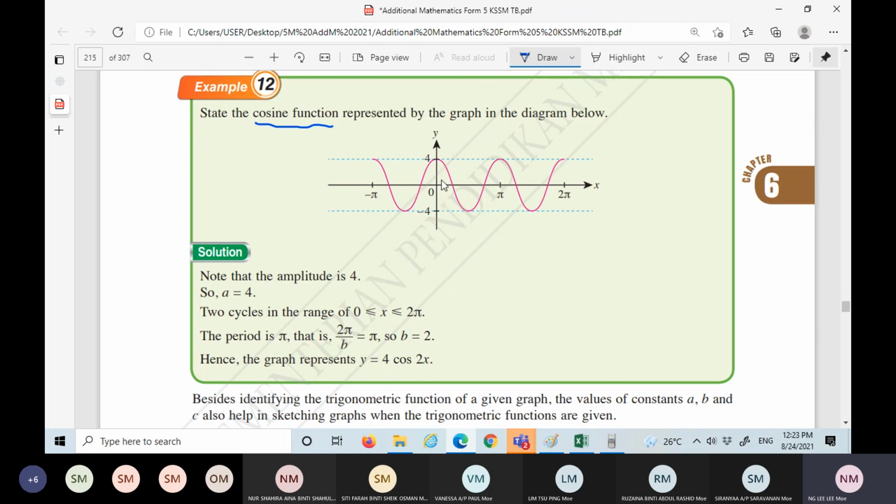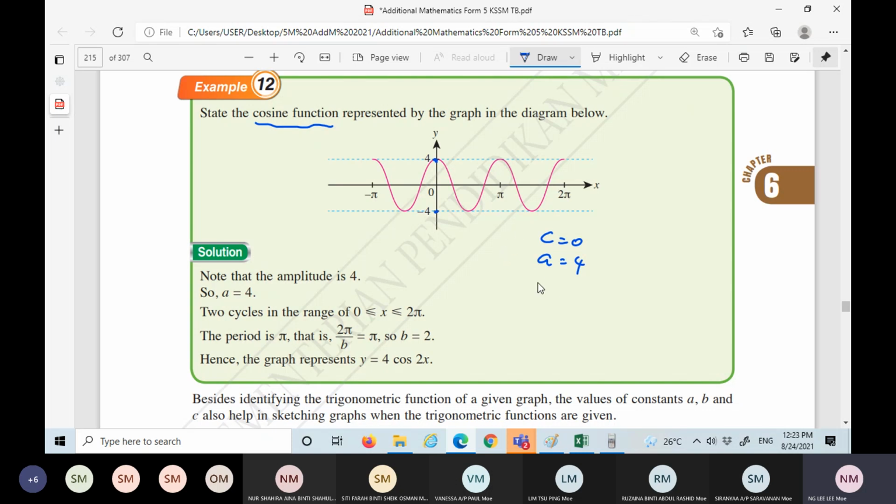You can see they didn't shift up. The middle line is still at the x-axis. So the C is 0. This one is confirmed because they didn't shift the graph up or down. And then you look at the amplitude, the maximum and the minimum point. 4 and negative 4. Therefore, the A is 4.